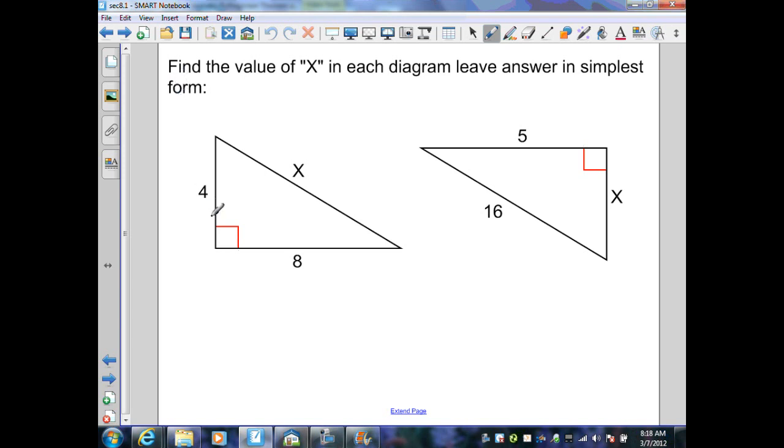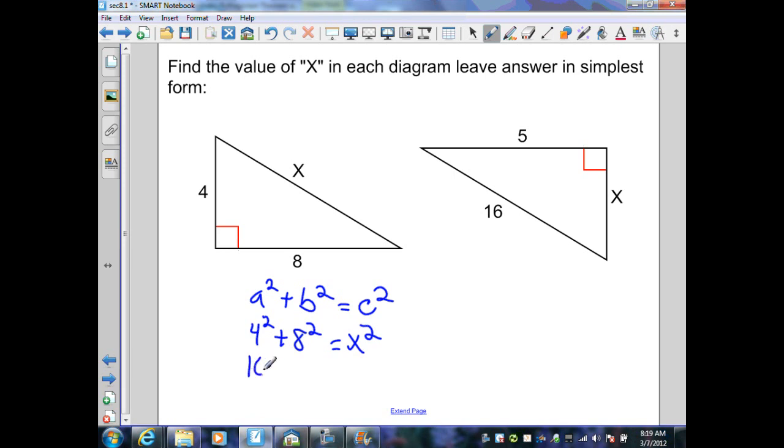What we want to do is use the Pythagorean theorem. As stated before, it is a squared plus b squared equals c squared. We don't care which leg is labeled which. We do care what the hypotenuse is labeled. We have to just make sure that the legs go in for a and b, and the hypotenuse goes in for c. Here, we have legs 4 and 8, so we substitute 4 squared plus 8 squared equals the hypotenuse, which is x squared. Then we just solve the equation for x.